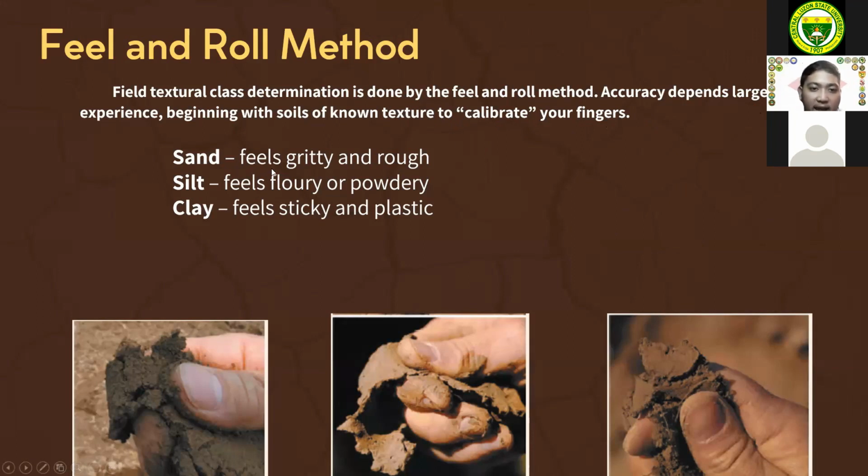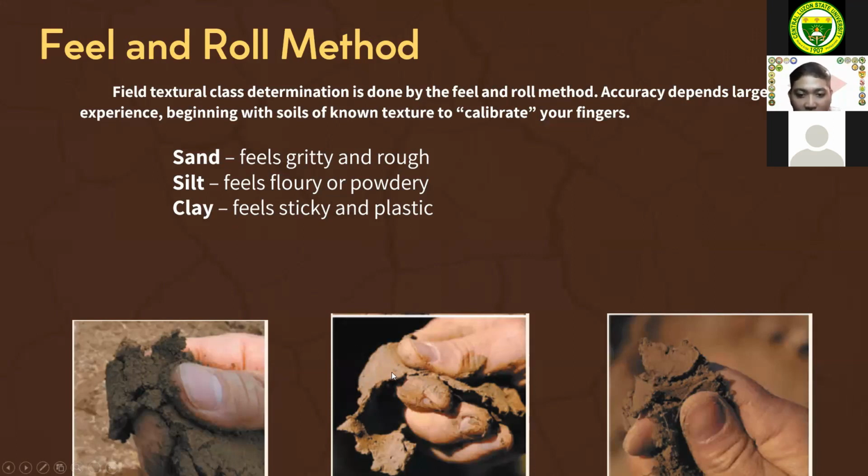Then sand, again, it feels gritty and rough. Silt feels floury or powdery. Clay feels sticky and plastic. So may nabanggit ako kanina, in measuring the texture of the soil, we need to form a ribbon. So yung ribbon na tinatawag natin, ito yon. Ganito yung itsura ng ribbon na yon. Depende sa haba ng ribbon na ma-form kung ano yung texture ng soil natin.